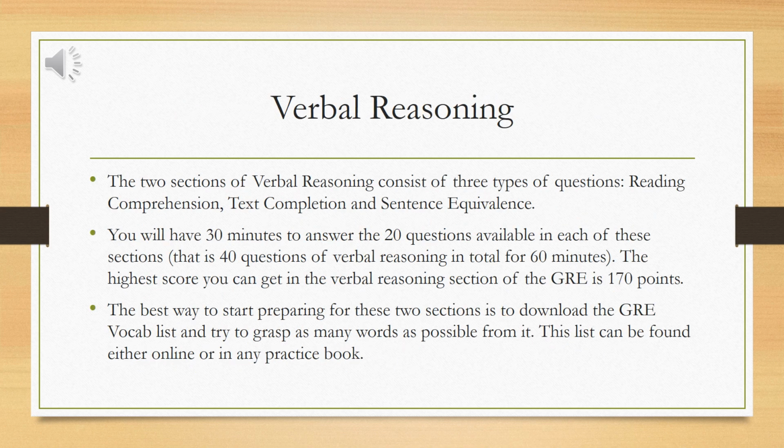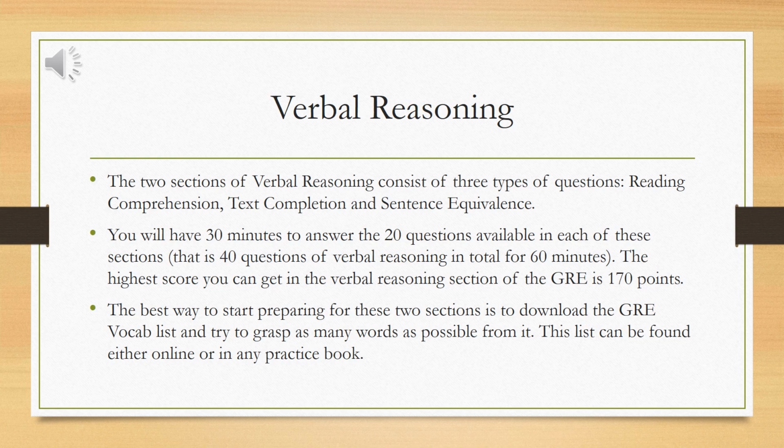The 2 sections of verbal reasoning consist of 3 types of questions: reading comprehension, text completion, and sentence equivalence. You will have 30 minutes to answer the 20 questions available in each of these sections. That is, 40 questions of verbal reasoning in a total of 60 minutes. The highest score you can get in the verbal reasoning section is 170 points.